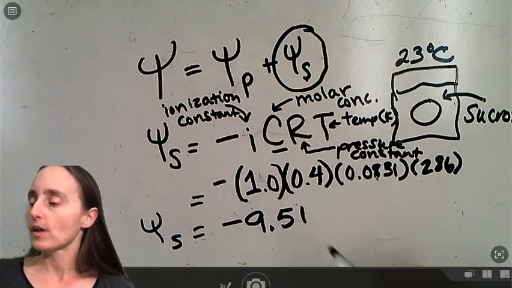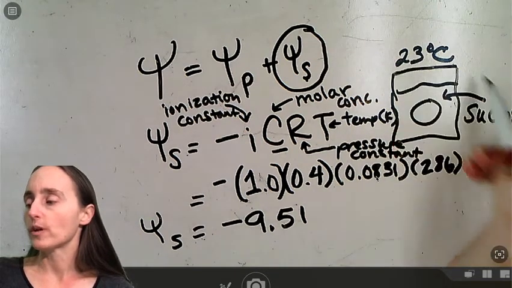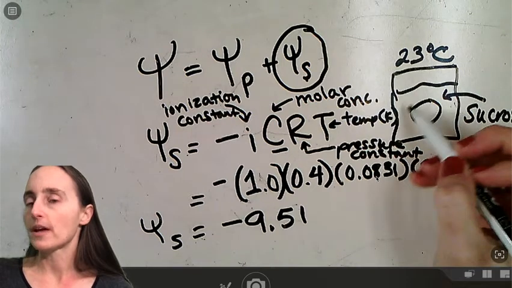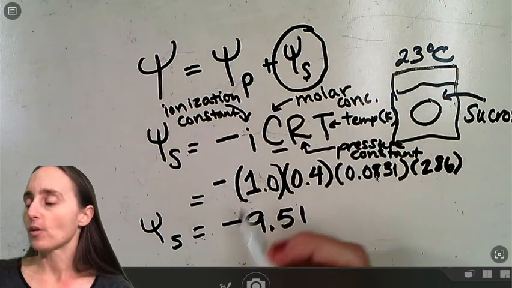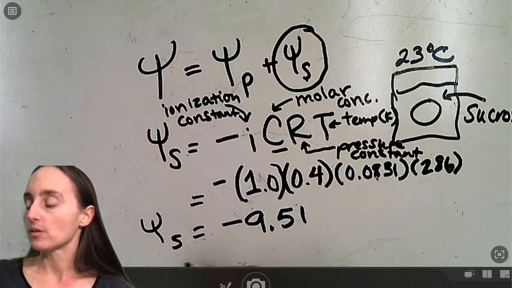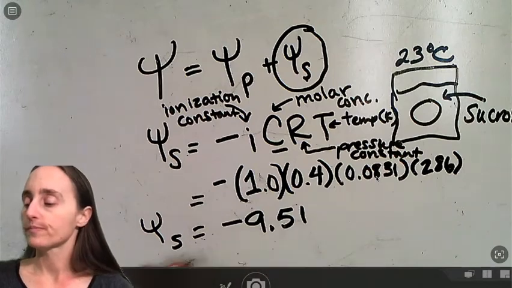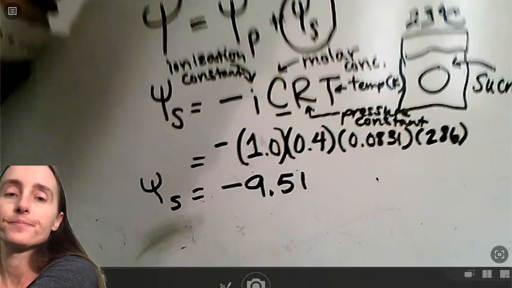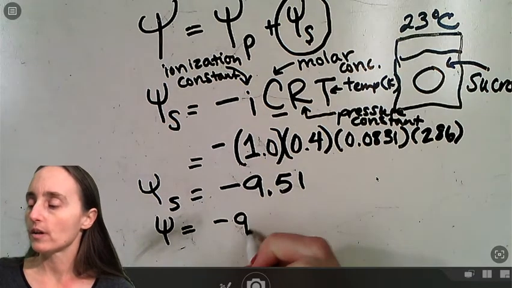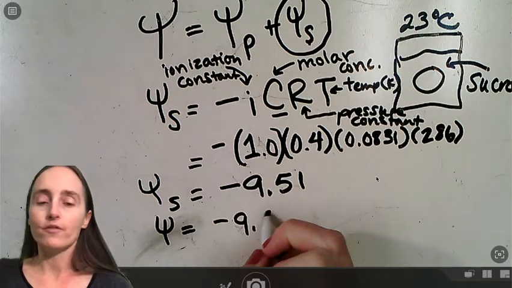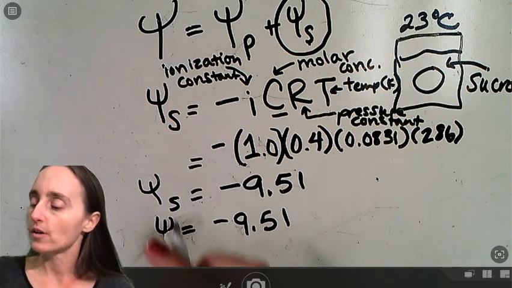Okay, and so then I would say, well, what's my pressure potential? Well, if this beaker is open, so I'm doing this sucrose that I dropped my cell into, if this beaker is open, then my pressure is 0. So then I would say, okay, plus 0. So then my total water potential would be negative 9.51. And it's that because my pressure potential is 0 in an open container.